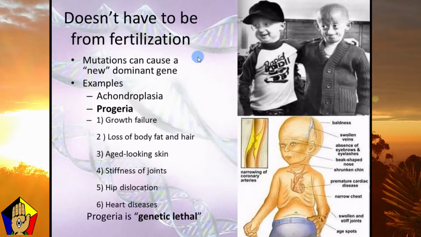And what's interesting about progeria is you can see signs or symptoms of it about 18 to 24 months. They start aging a lot faster. Your immune system starts shutting down like an older person a lot faster. So you can see growth failure, loss of body fat and hair. They look like an older person. And then the problem is that they get a lot of heart diseases. So we consider it to be genetically lethal.